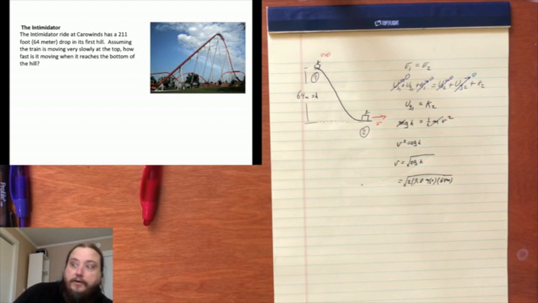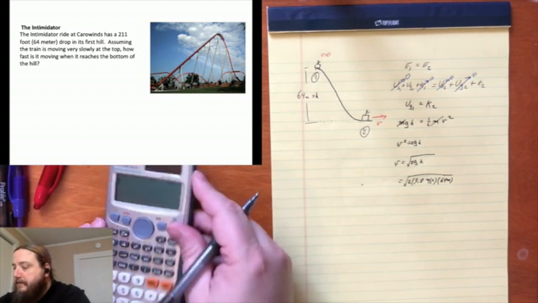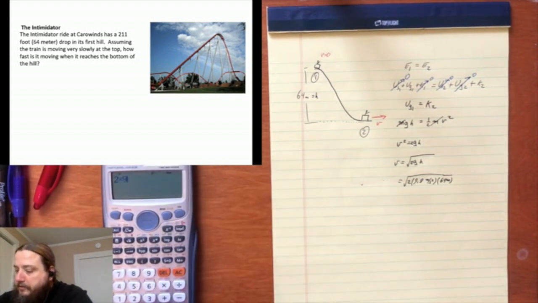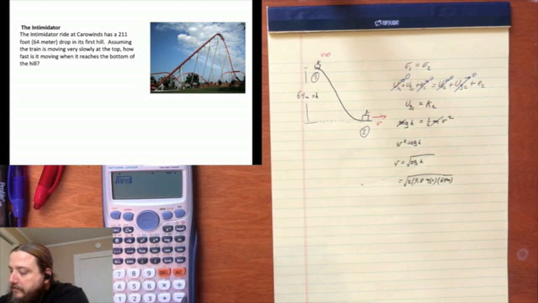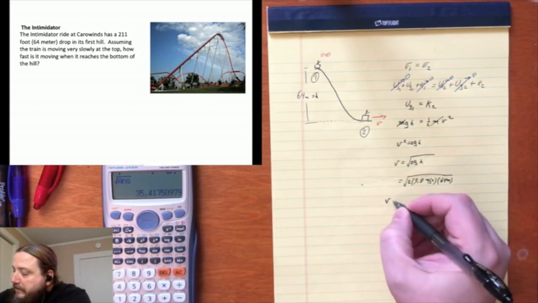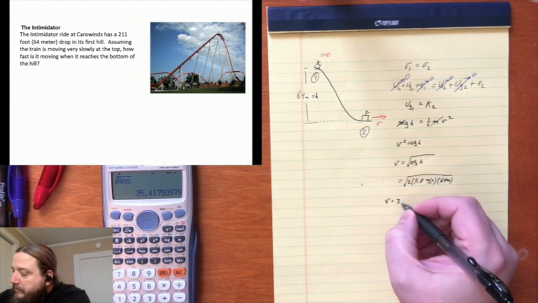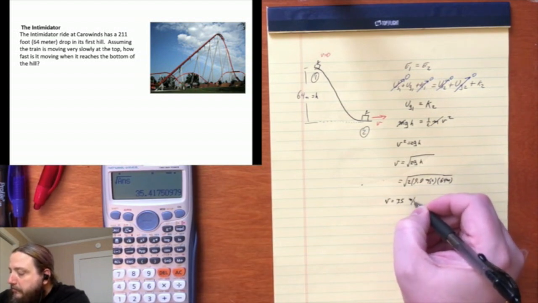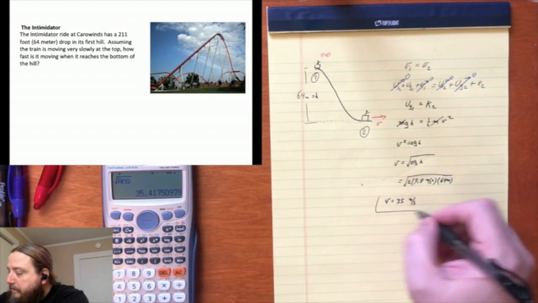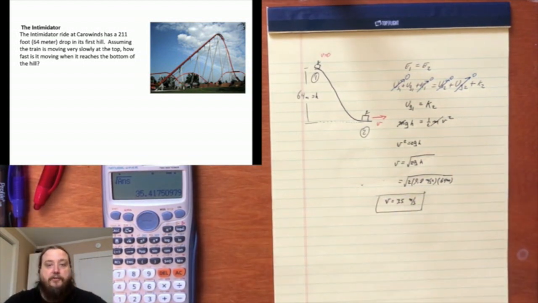And now we get out a calculator. 2 times 9.8 times 64, 1254, and take the square root of that. So our speed at the bottom of the hill is 35 meters per second, at least to two significant figures.